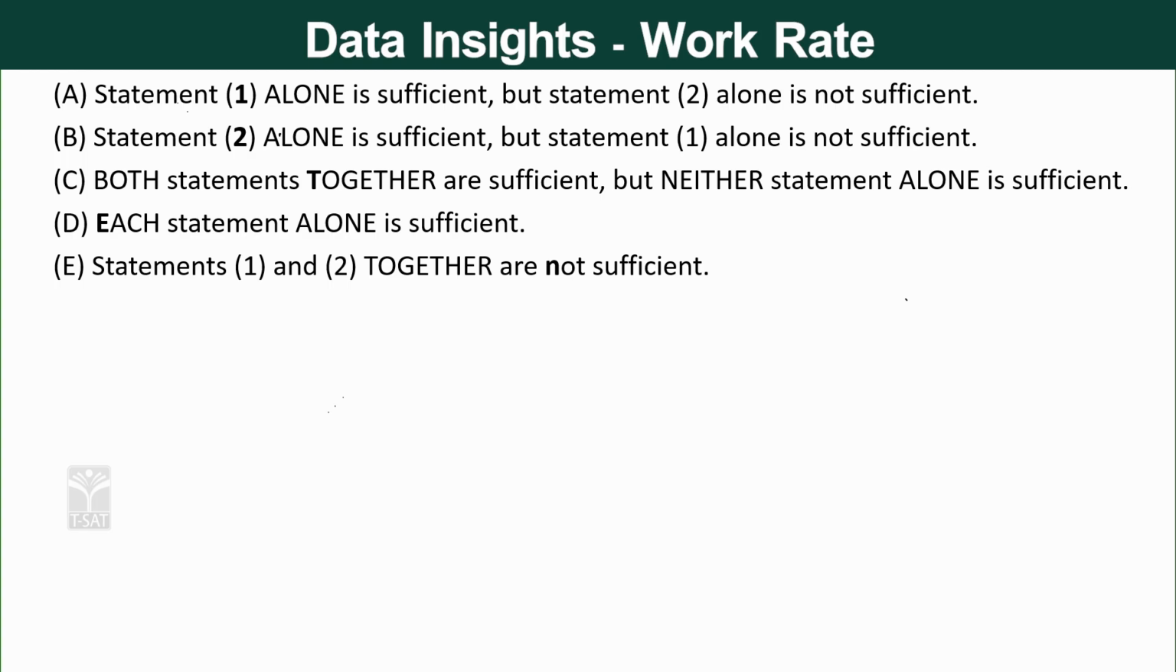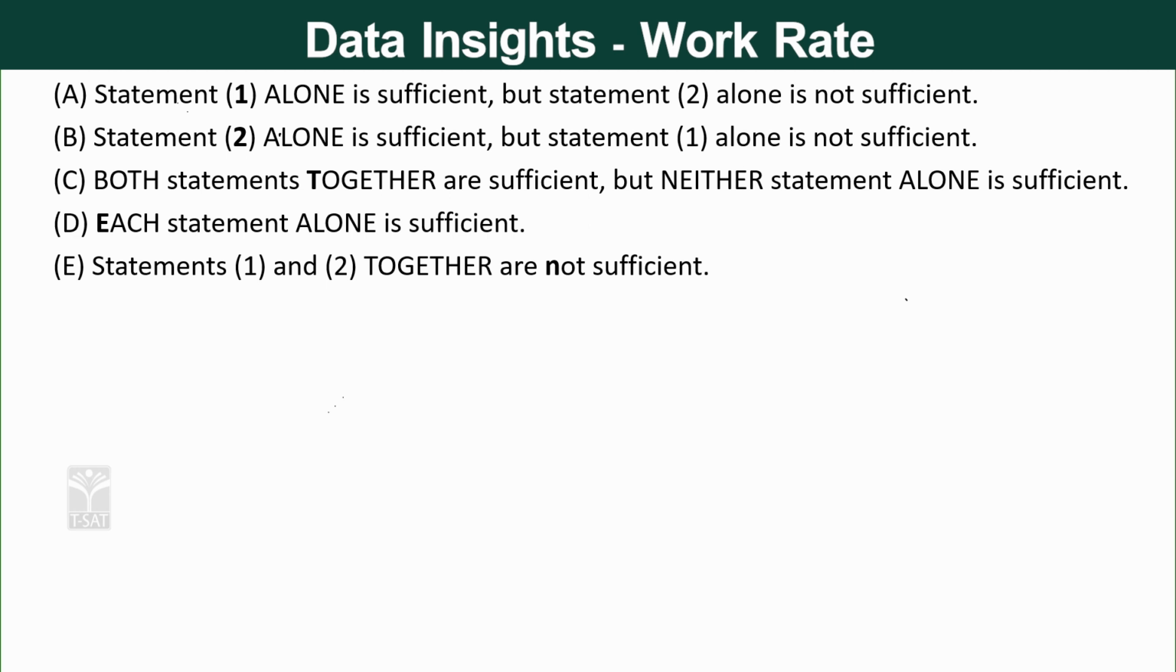This will remain standard. It is good to learn them. So, you will not have to read them again and again in your every question while practicing or in your main exam. Answer option A says when statement 1 alone is sufficient, but statement 2 alone is not sufficient to answer the question. Answer option B is when statement 2 alone is sufficient, but statement 1 alone is not sufficient to answer the question.